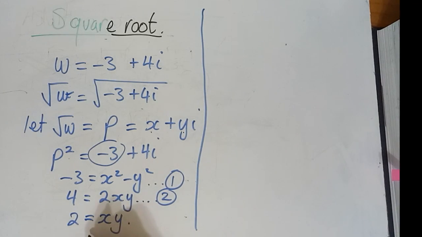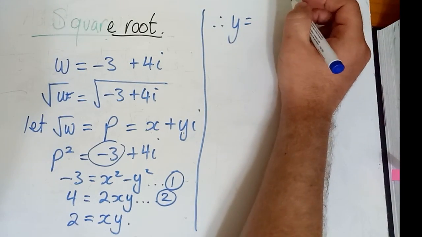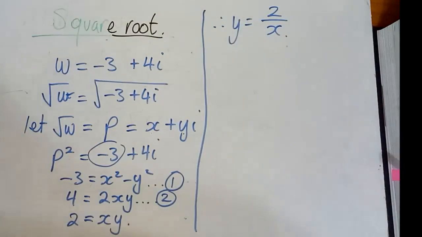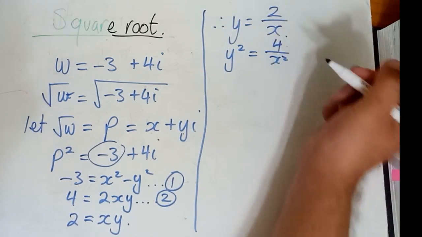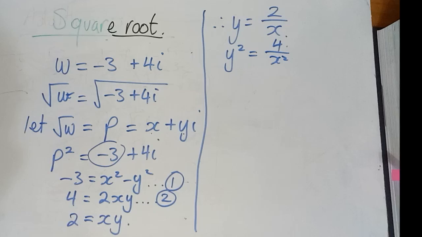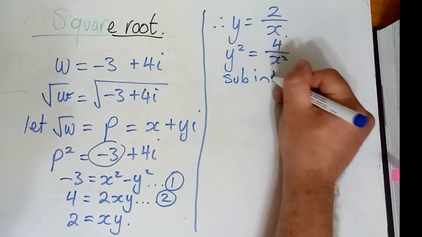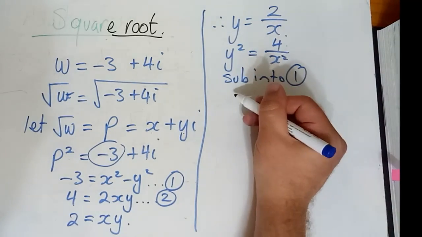And then say, therefore, up here, y has to equal 2 on x. Hopefully this will help us. We could also square both sides of this, so then we could say y squared is going to be 4 on x squared. That might help us out a little bit. Okay, so now we know y squared. Let's sub that into 1 and see what happens.